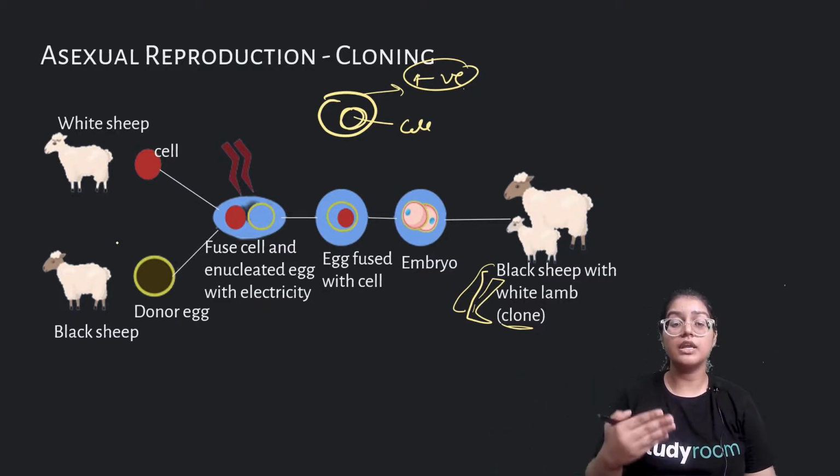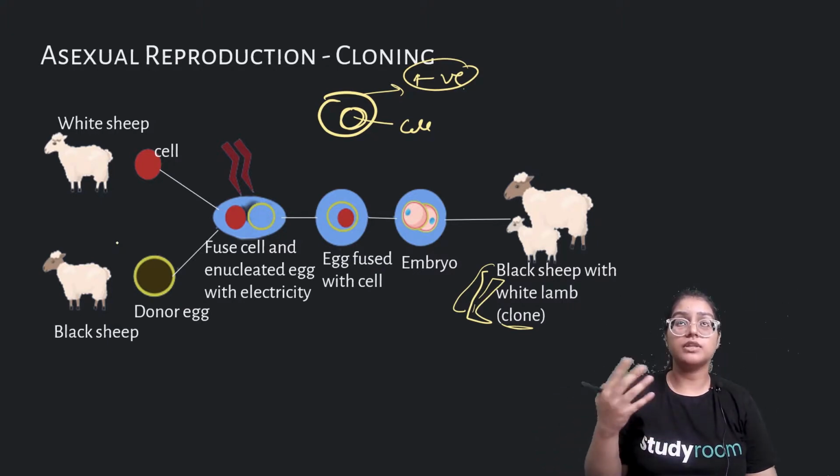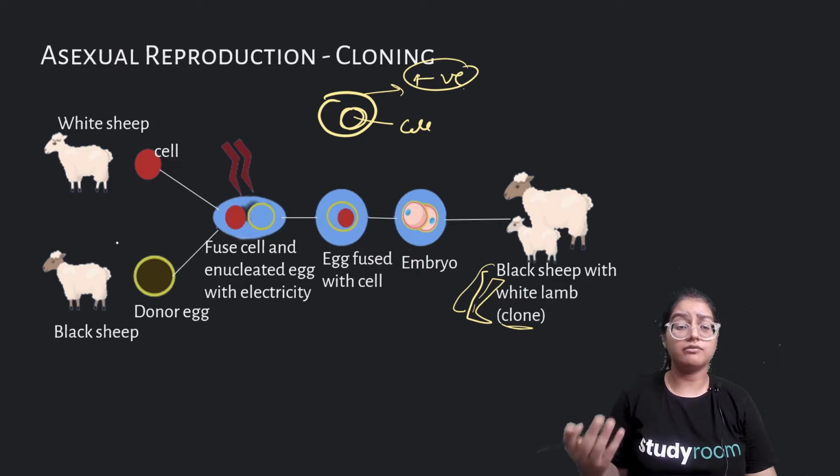So these were three methods of asexual reproduction, which do not involve the fusion of egg and sperm cells, and happen with the help of a single parent. Even when one organism produces two daughter cells, as in the case of amoeba. So this was all about asexual reproduction.